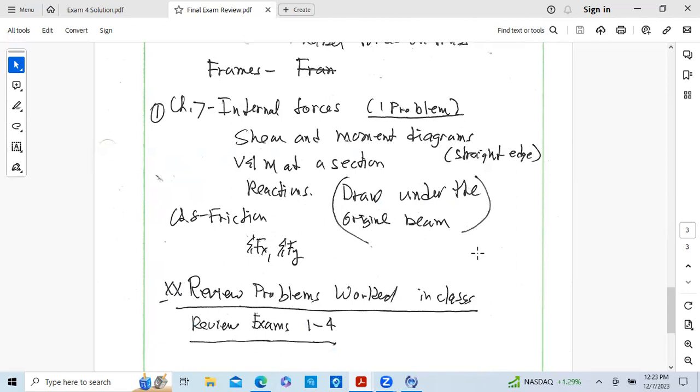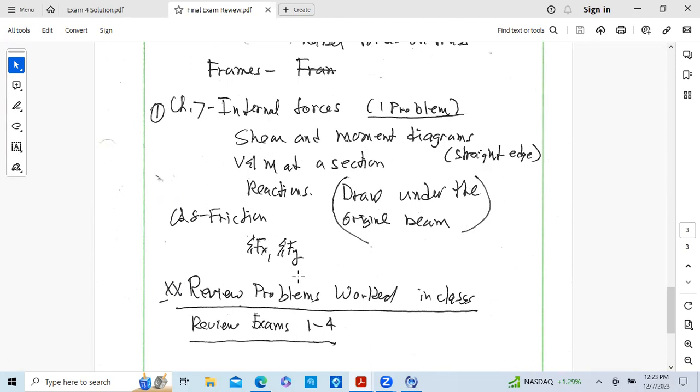The best review are your four exams, and I have the solutions posted. So look at the problems, exams 1 through 4. And then I suggest you review the problems we worked in class. It's probably the best way to review. And you can look at your homework problems, and you've done enough, right? You solved all of your homework problems yourself, correct? Yeah, sure you did.